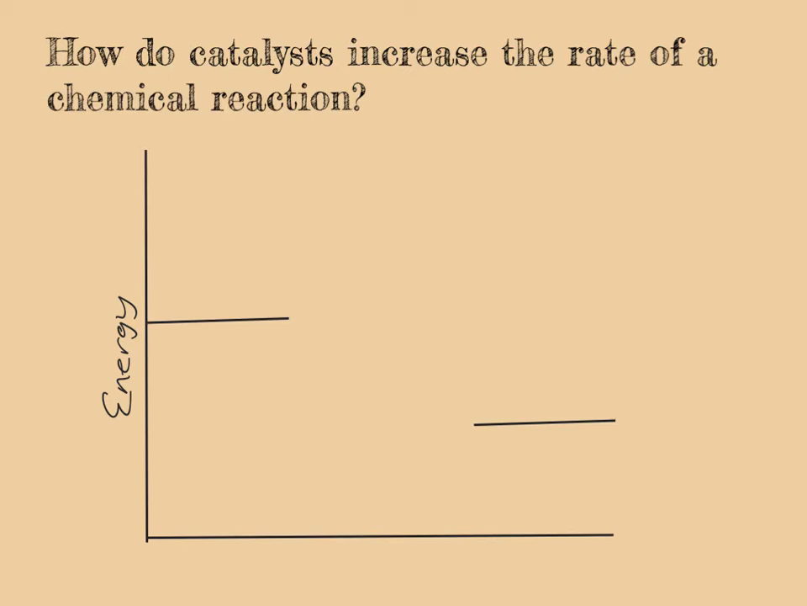So we've got energy on the y-axis, and we've got progress, time, or reaction along the x-axis. And this is a reaction profile. So this tells us about the amount of energy stored in the reactants and stored in the products and how that changes throughout the reaction. So the line on the left represents the amount of energy stored in the reactants, and the line on the right represents the amount of energy stored in the products.